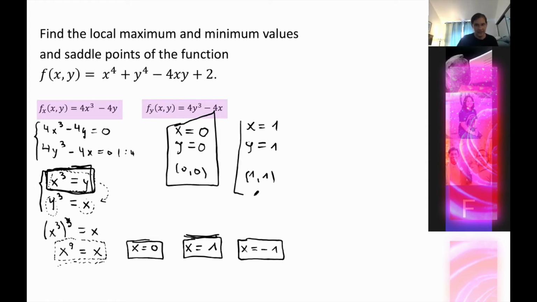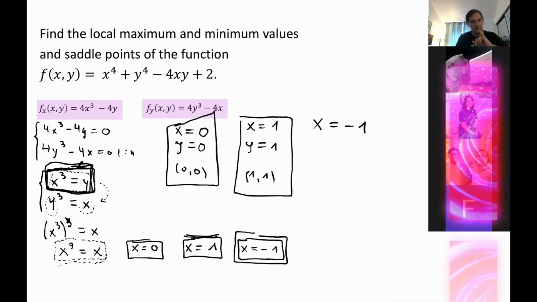And lastly, let's take the last case, when x is equal to -1. That's this case. When x is equal to -1, what is the corresponding y? Excellent. -1, so we have another point, -1, -1. Those are the critical points.